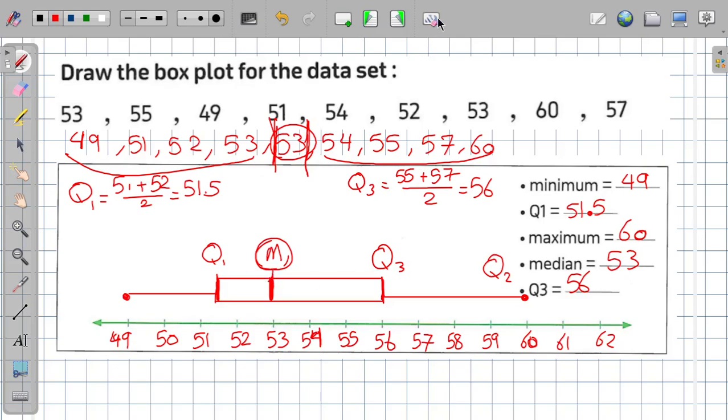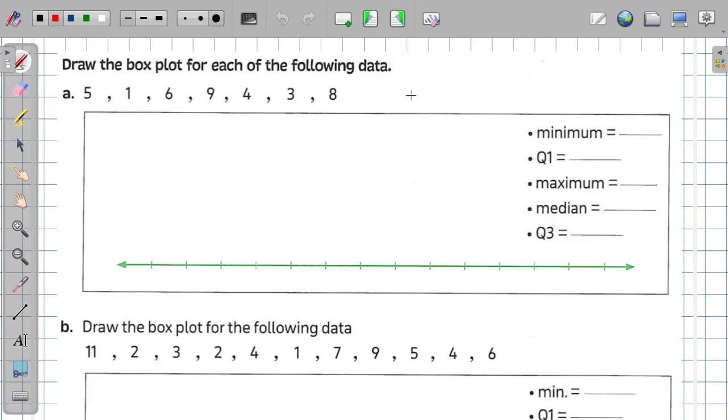Okay, let's draw another one. I have 5, 1, 6, 9, 4, 3, 8, and we cannot solve any problem without arranging the dataset ascendingly. So the minimum value here is 1. Next I have 3, 4, 5, 6, 8, and 9. I have 7 values. So where is the minimum value? I think it's 1. The maximum value is 9.